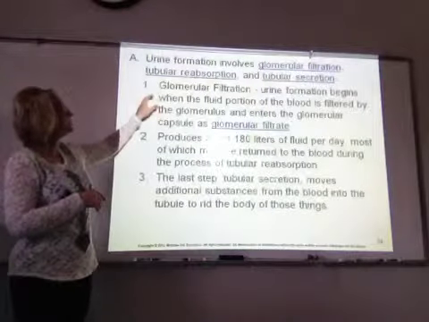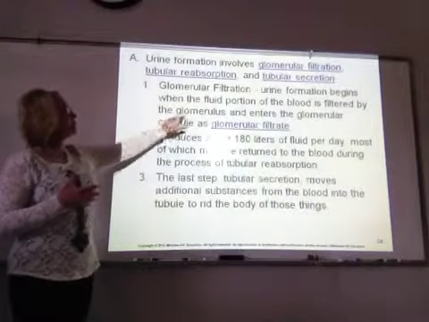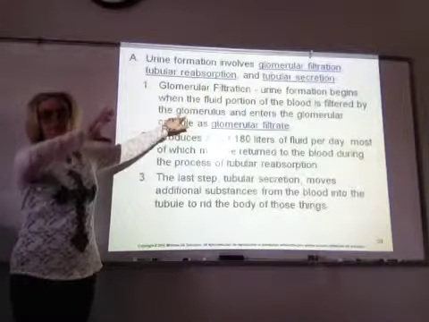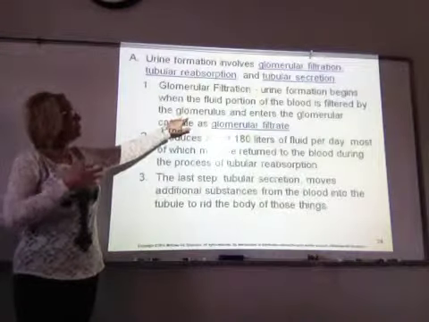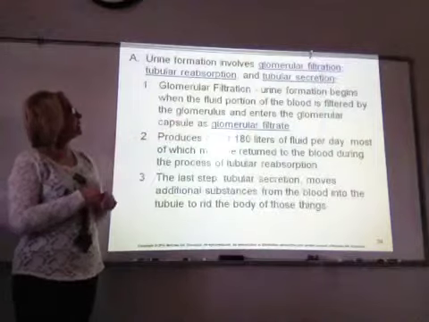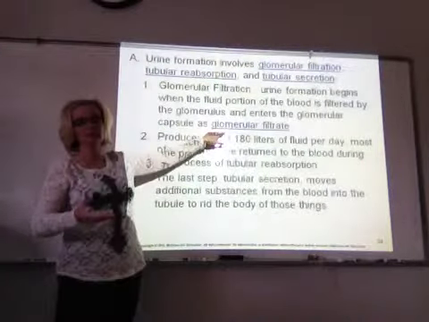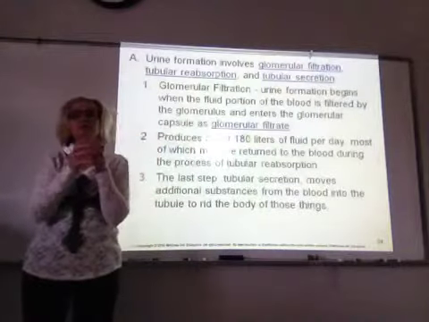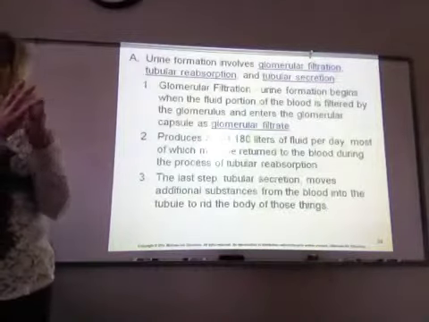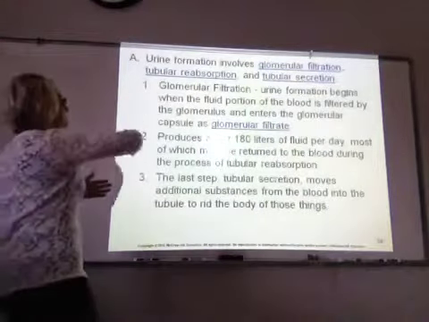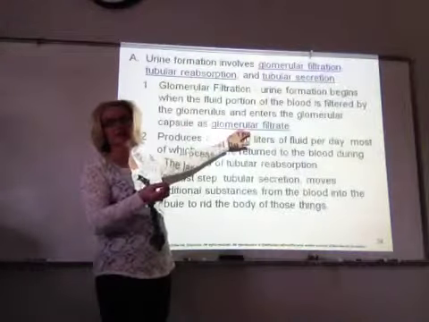So urine formation begins when the fluid part of your blood is filtered. So the glomerulus, that nephron with the blood vessels around it, does the filtering, and then it enters the glomerular capsule as the filtrate. So basically it takes the liquid part of your blood, filters it through the glomerulus, and this filtrate is what is left.